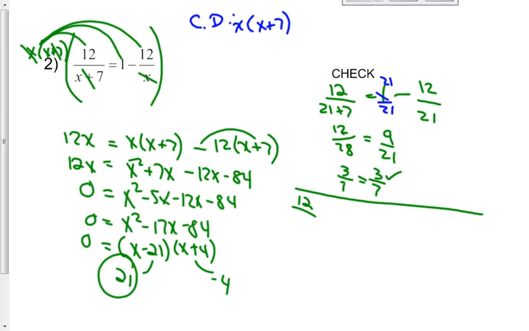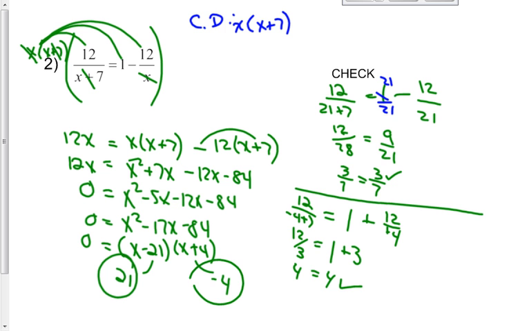12 over negative 4 plus 7. Does that equal 1 minus 12 over negative 4? 12 over negative 4 plus 7 would be 3. Does 12 over 3, which is 4, equal 1 minus, I've got a minus minus, so that's going to become a plus plus. 12 over 4 is 3. 1 plus 3 is 4. 4 equals 4. So I do have two solutions here, x equals 21 and x equals negative 4.